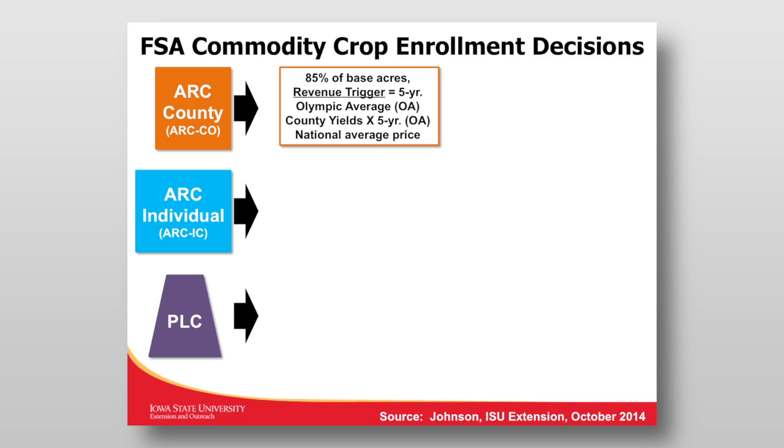Let's look at ARC CO first. ARC CO uses 85% of base acres. It's triggered by revenue, yield times price. It uses the county yield, the most recent 5 years, Olympic average, OA, throw out the high and throw out the low over the most recent 5 years, times an Olympic average national cash price, throw out the high and throw out the low for the most recent 5 years. For the 2014 crop, we'll use 2009 through 2013 yields as well as prices.